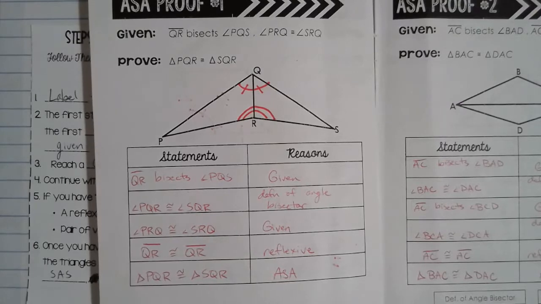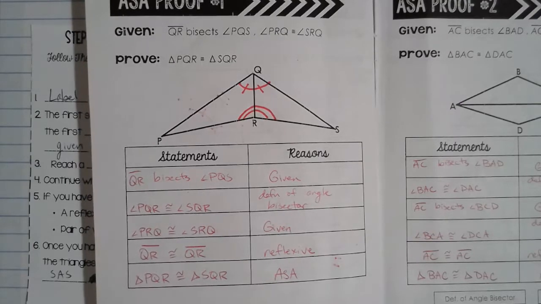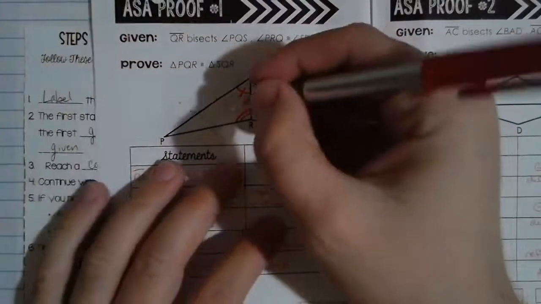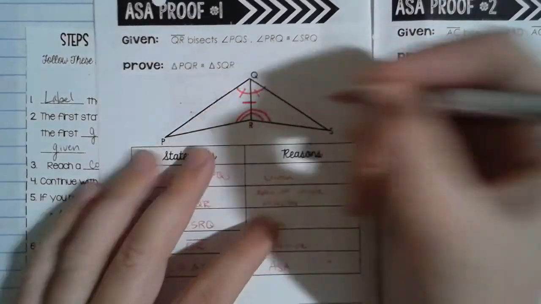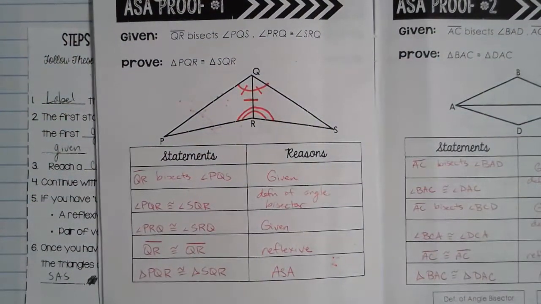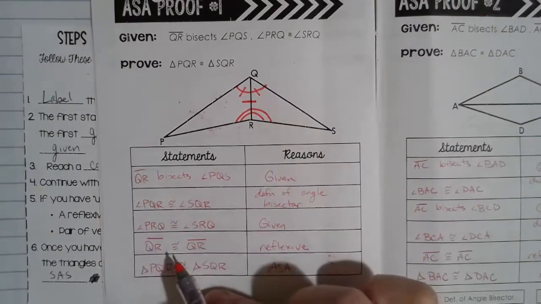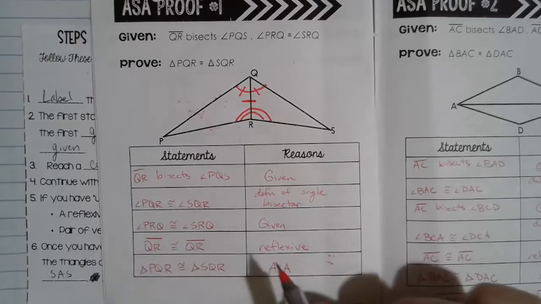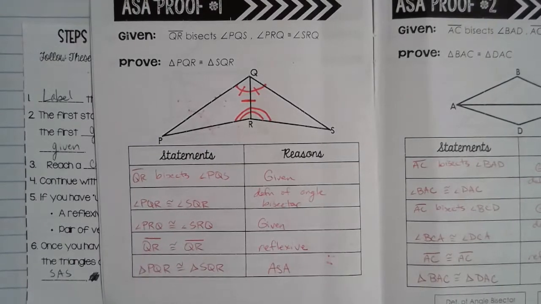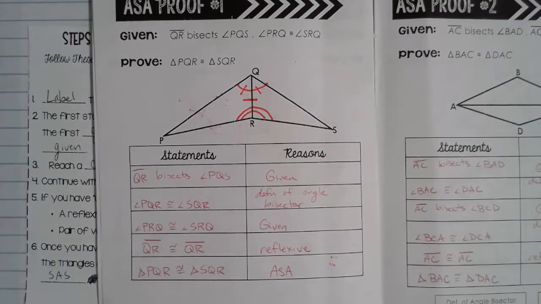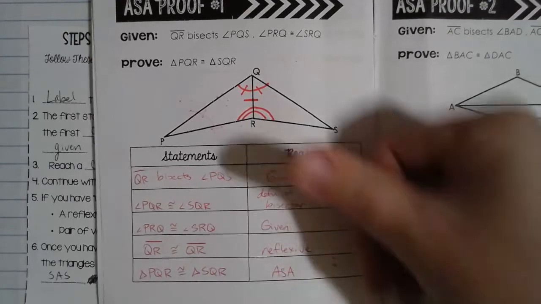So I need to look for either a reflexive side or a pair of vertical angles. So I do have that reflexive side. It is this side right here, QR. So I can say that the QR for the left triangle is congruent to the QR for the right triangle by the reflexive property.